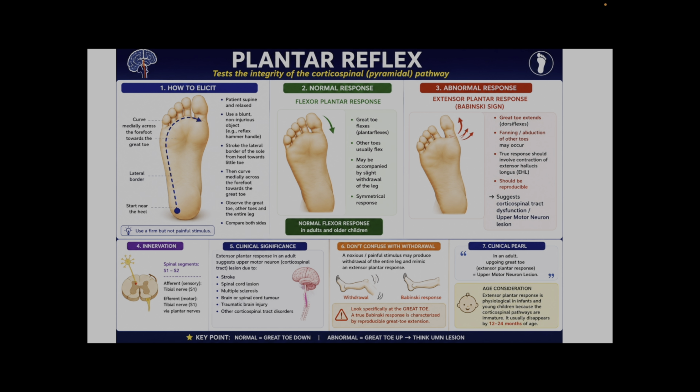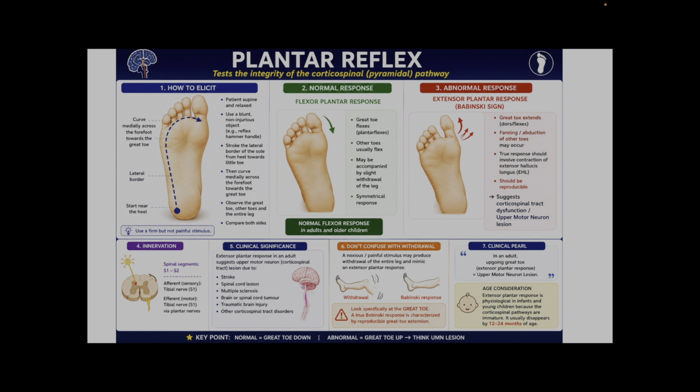What happens in this? The great toe dorsiflexes or extends and the other toes may fan or abduct. In an adult, a reproducible extensor plantar response suggests dysfunction of the corticospinal tract and therefore an upper motor neuron lesion.